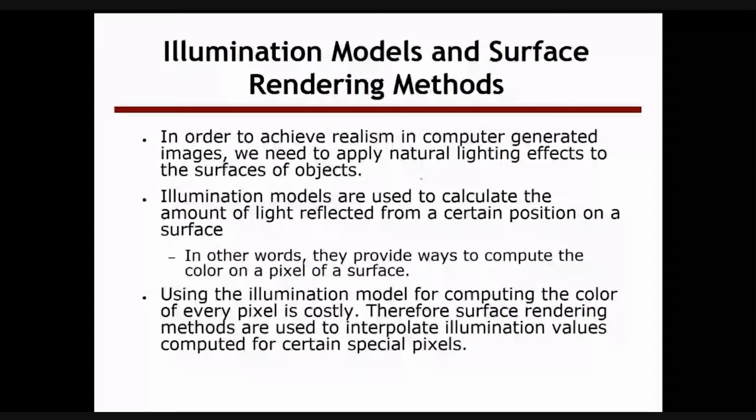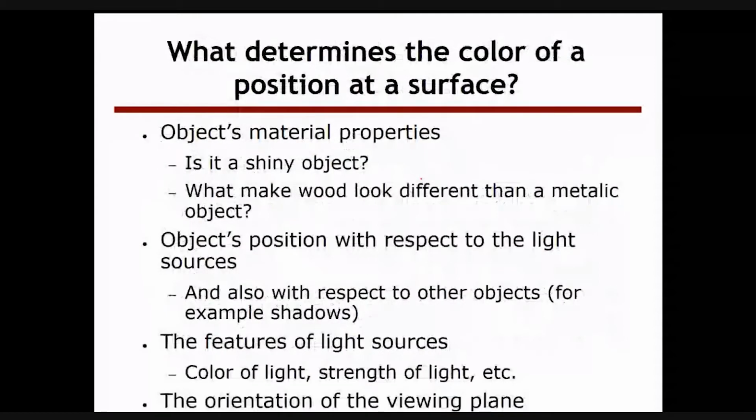Next, what determines the color of a position on a surface? Many things matter, because based on the scenario you want to create, it all depends on the material properties. Is it a shiny object? What makes wood look different from a metallic object? At some point you want your object to illuminate only a certain amount of light that is coming to that surface and getting reflected.